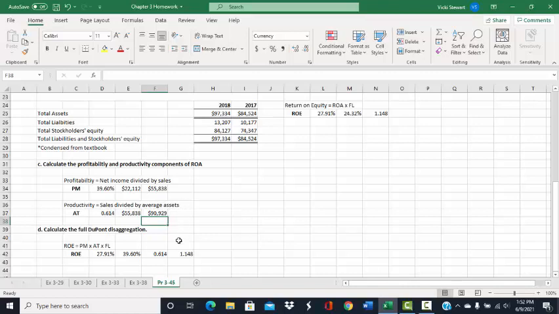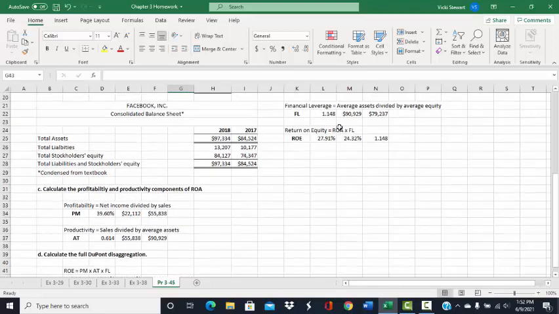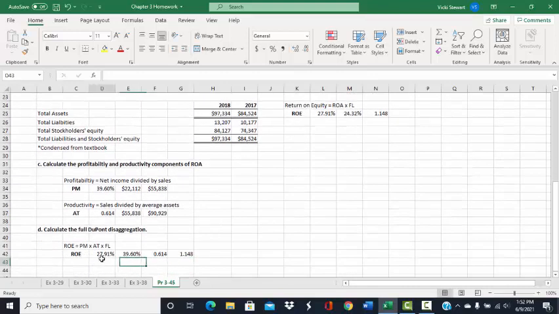So the D part states calculate the full DuPont disaggregation. So all three components of the DuPont disaggregation, including the profit margin, the asset turnover, and the financial leverage that we computed here, shows all three components for return on equity for Facebook. And this is the conclusion of problem 345.